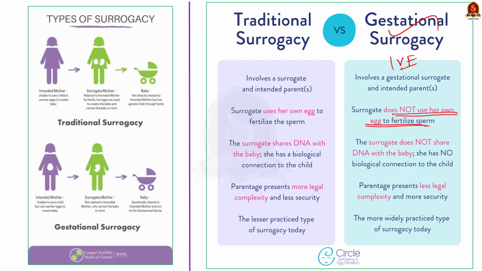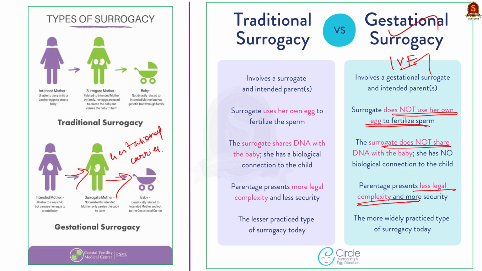This embryo, which is fertilized by in vitro fertilization, is implanted into the uterus of the surrogate mother, who carries and delivers the baby. So here, the child is not biologically related to the surrogate mother, and the surrogate mother is often referred to as gestational carrier. See, in most cases, at least one intended parent is genetically related to the child, and the surrogate is not in any case. This makes gestational surrogacy less legally complicated than other forms of surrogacy.